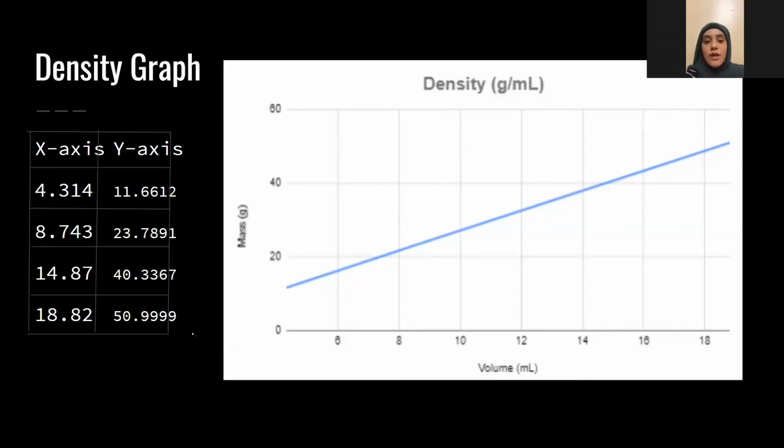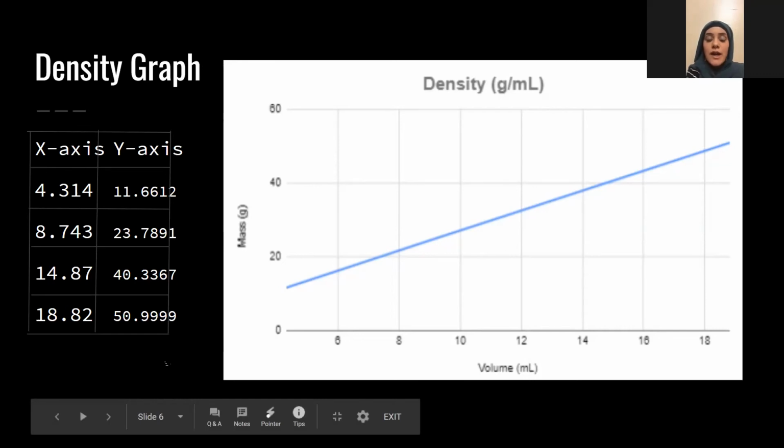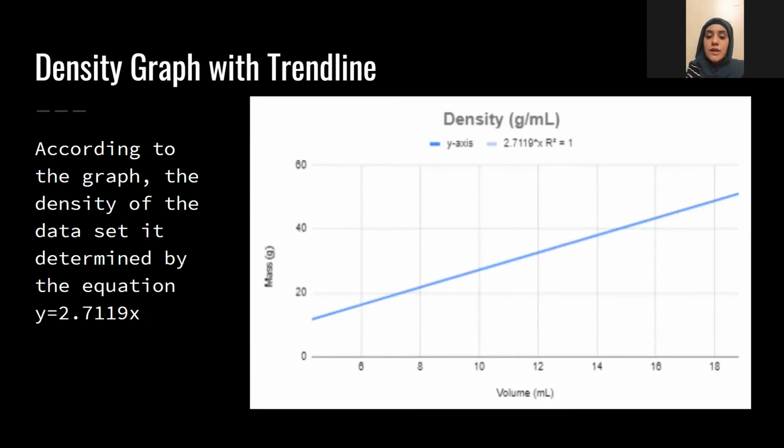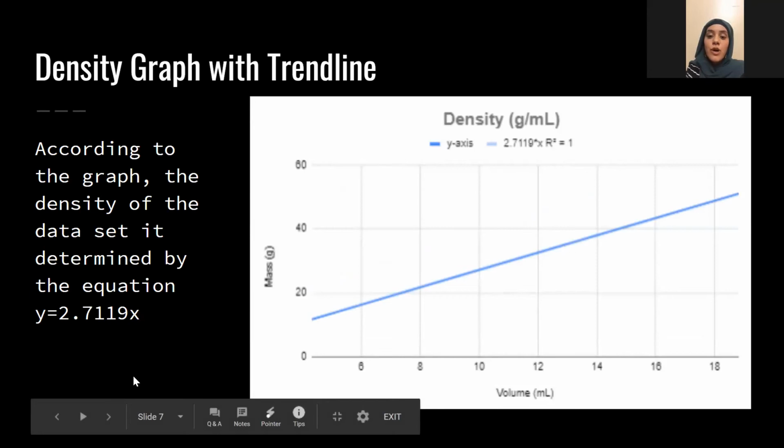So I made the graph, and for the x-axis, I used the volume, which is in milliliters, and for the y-axis, I used the mass, which is in grams. And when I graphed the points, I got the density. And then I used the trend line to see what the equation for the density is. The equation turned out to be 2.7119x, and the R was 1.